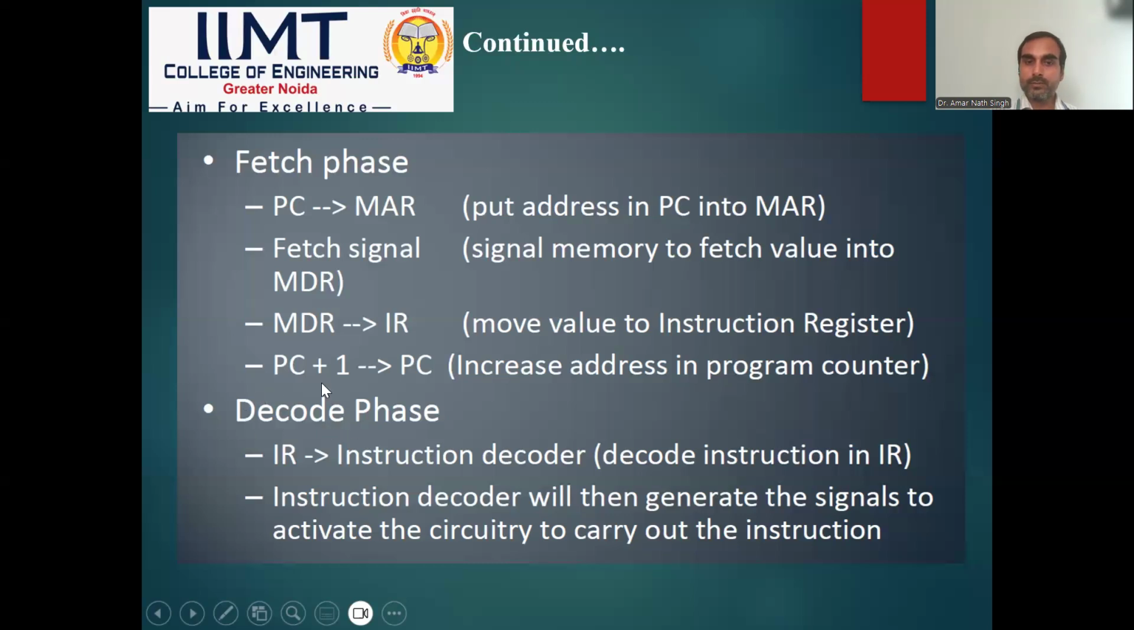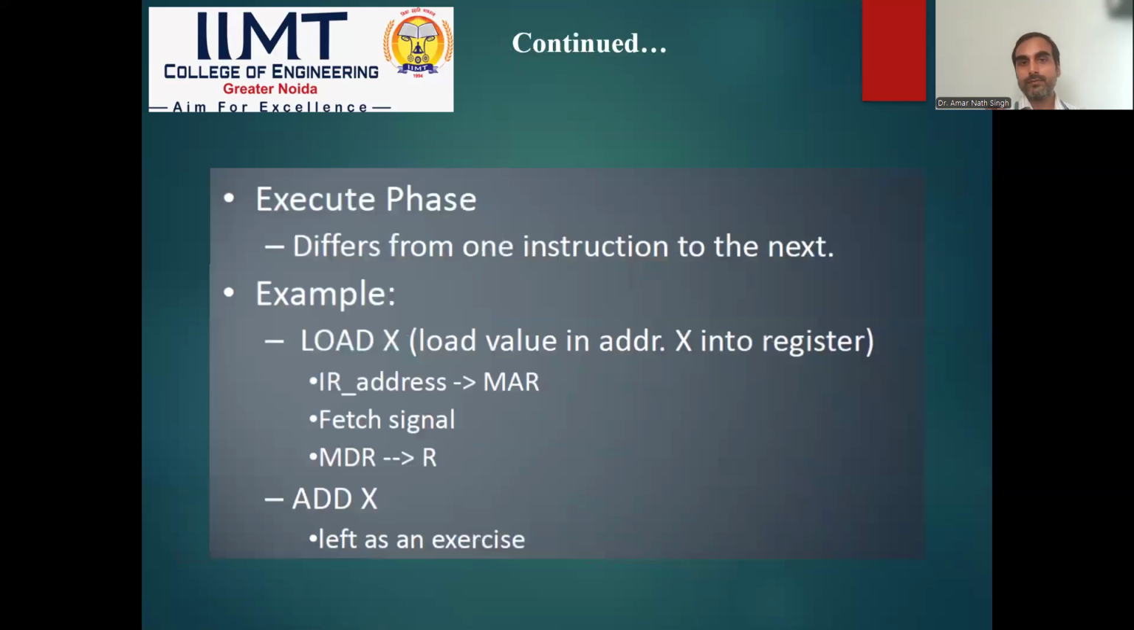When we go for the decode phase, it shows how the IR takes part in the action. So instruction decode is the register part that decodes the instruction in the IR. As you all know, the IR is the register used to hold the current instruction which is in execution. Here the instruction decoder generates the signals for the activating circuitry, and then things get processed and accomplished. This is followed by the most important thing, the execution phase.